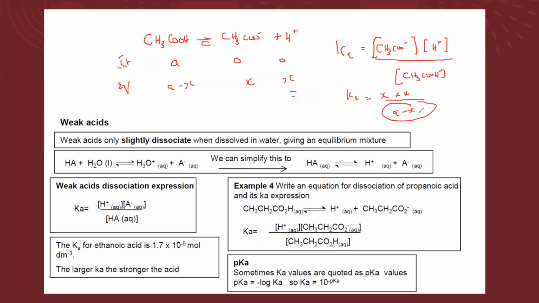So when I subtract it from the original concentration, it will not make much difference. So we can assume that A minus X is approximately equal to A. Why? Because we assume X is very small. So the dissociation constant is equal to X square by A. If we know the dissociation constant and the original concentration of the acid, we can work out the hydrogen ion concentration, and using the hydrogen ion concentration, we will work out the pH.